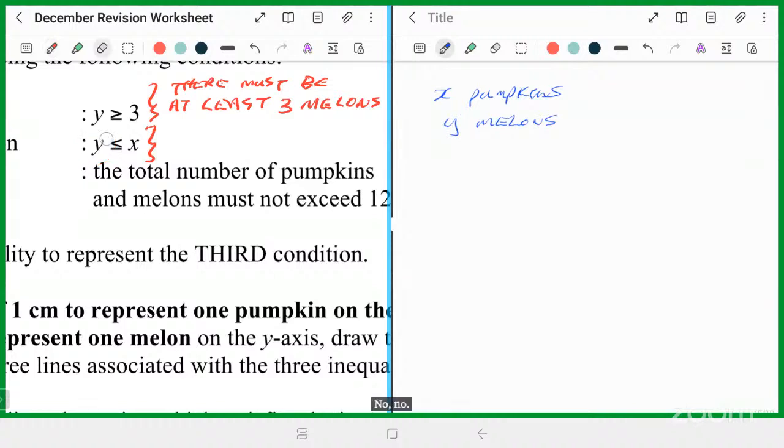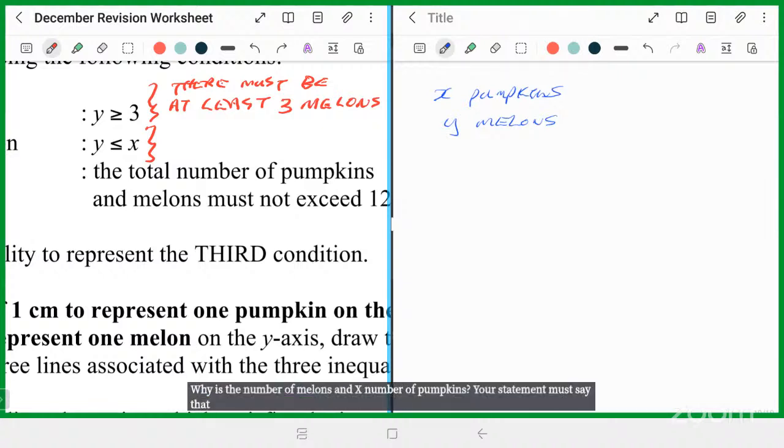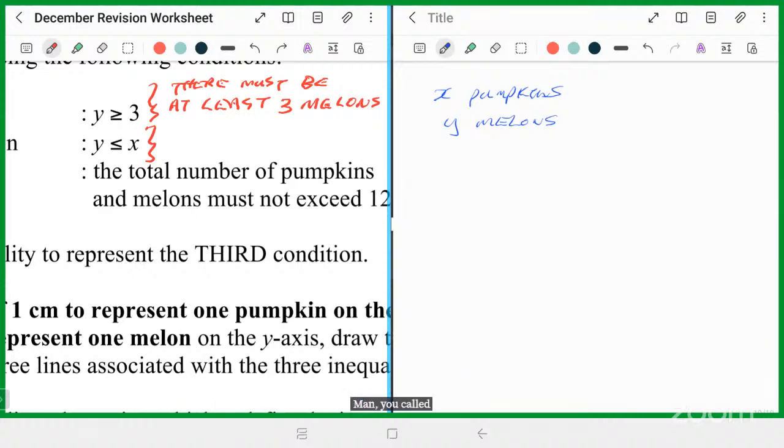No, you have to say it in terms of the melons and the pumpkins. If you're interpreting this, you can't just read it down as y and x. You have to use it in terms of what they represent. Y is the number of melons and x is the number of pumpkins. So your statement must say that. Y is not melons. Y is the number of melons. And X is not pumpkins. X is the number of pumpkins.